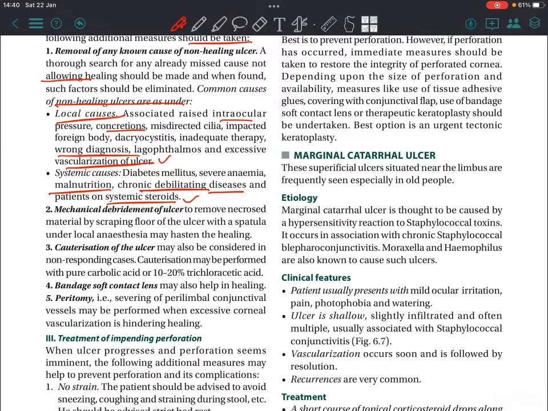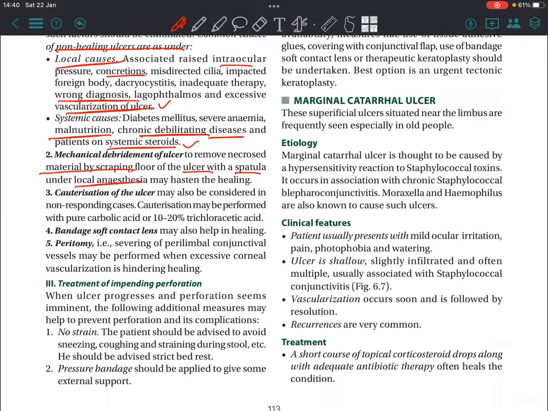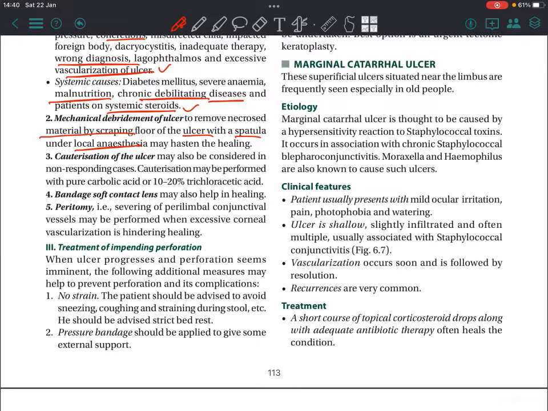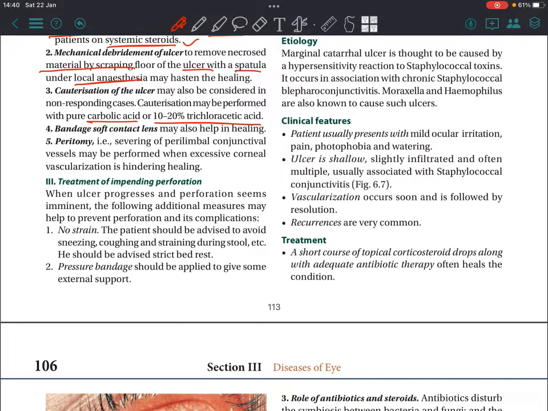Mechanical debridement of the ulcer to remove necrosed material by scraping the floor of the ulcer with a spatula under local anesthesia may hasten healing. Cauterization may be considered in non-responding cases. It is performed with pure carbolic acid or 10 to 20% trichloroacetic acid. Bandage soft contact lens, peritomy, severing of perilimbal conjunctival vessels may be performed when excessive corneal vascularization is hindering healing.